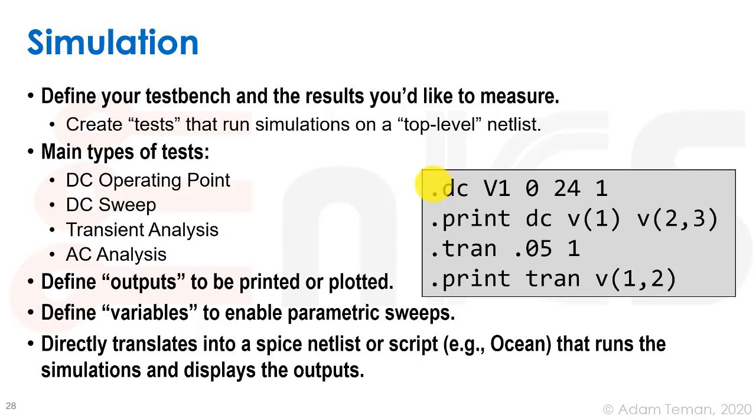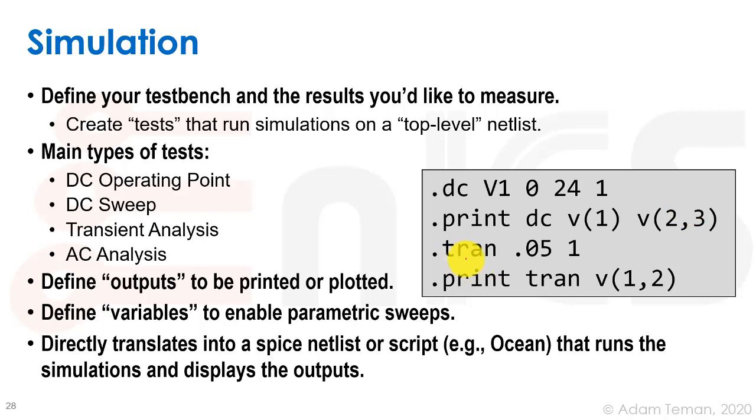So for example, here we have a DC sweep. We take the voltage source that we saw here. It will sweep between 0 and 24 volts with steps of 1 volt. We can print the DC operating point voltage at net 1, and the voltage difference between nets 2 and 3.